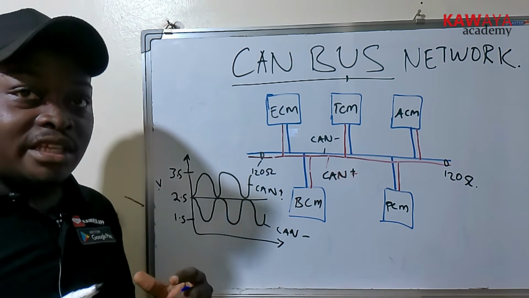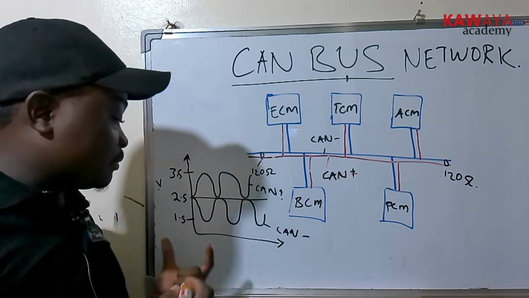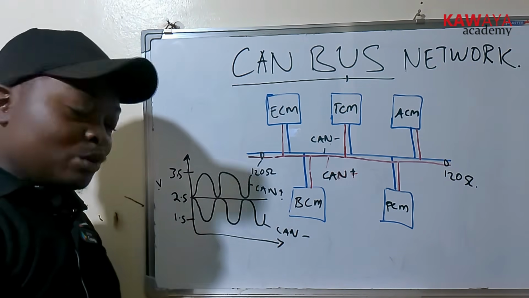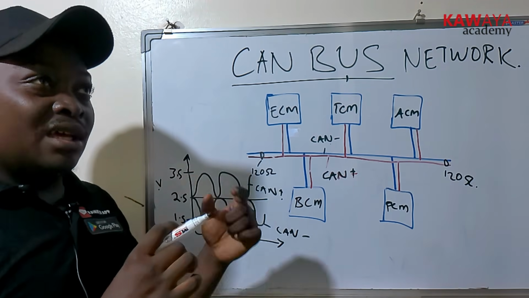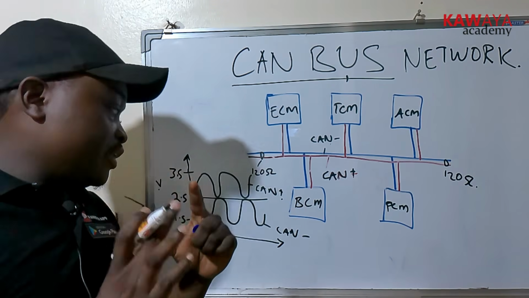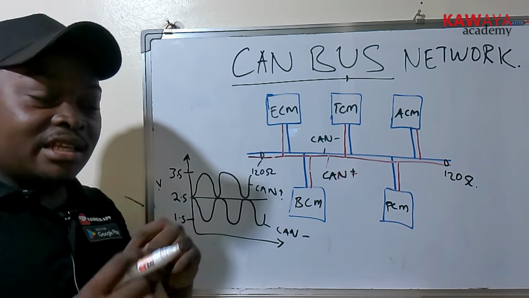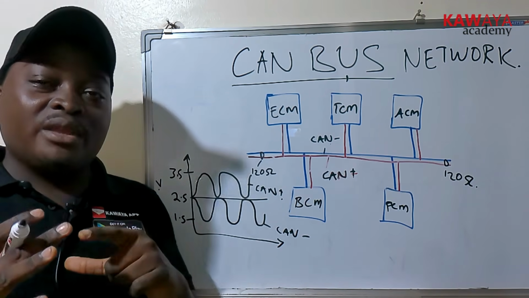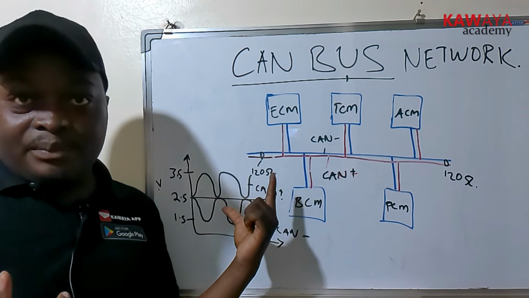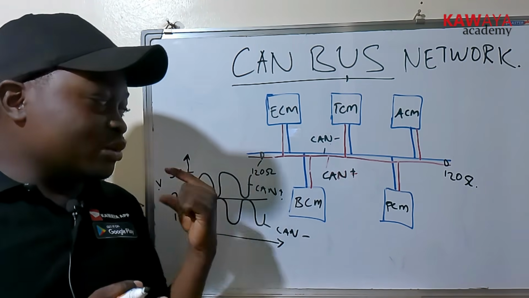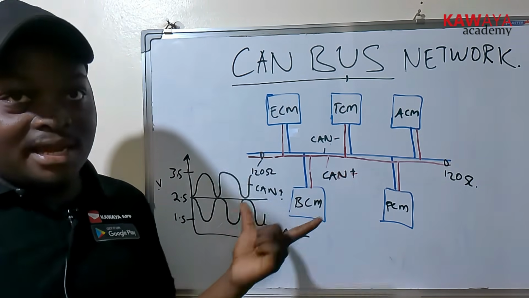So at idle state both wires are at 2.5 volts. When they are transmitting data, CAN low fluctuates to 1.5 and CAN high fluctuates to 3.5. This difference in voltages is what we call differential voltage signaling, and each difference in voltage is interpreted by the computer in binary and carries a message. So this is a simple analogy of what CAN bus does.